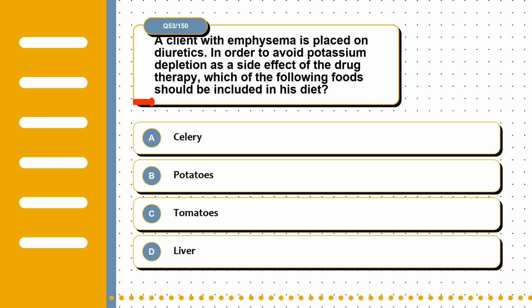Question 53. A client with emphysema is placed on diuretics. In order to avoid potassium depletion as a side effect of the drug therapy, which of the following foods should be included in his diet? Here are the options. Option A, celery. Option B, potatoes. Option C, tomatoes. Option D, liver.